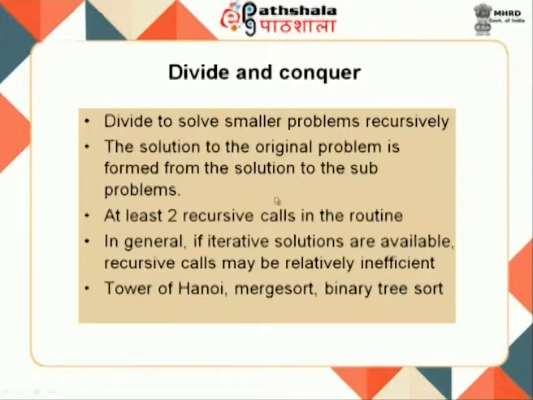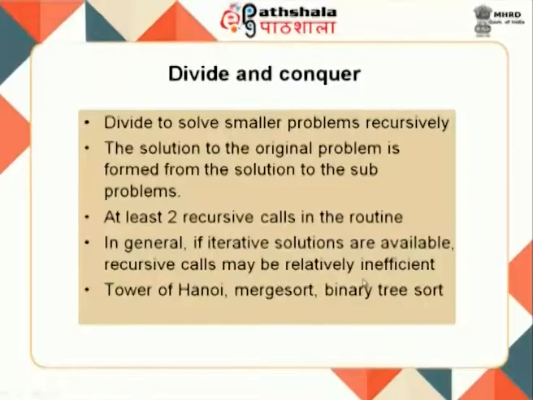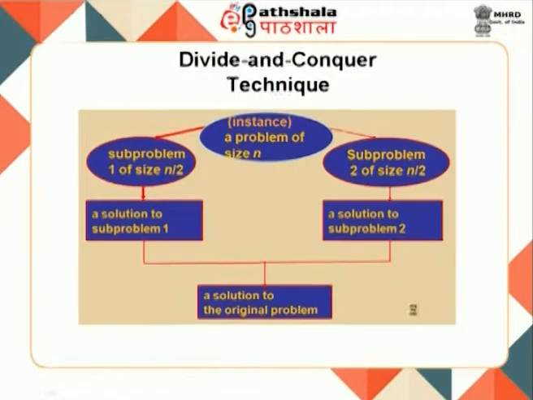So, divide to solve smaller problems recursively. The solution to the original problem is formed from the solution of the subproblems, with at least 2 recursive calls in the routine, because you have to divide it into at least 2 or more. In the previous decrease and conquer you have only one recursive call each time, here you will have at least 2. In general, if iterative solutions are available, recursive calls may be relatively inefficient, that is the problem. Tower of Hanoi is a typical example, merge sort, binary tree sort and so on.